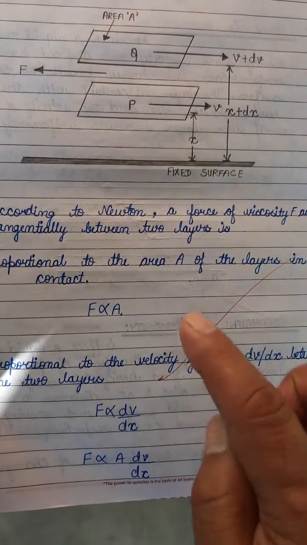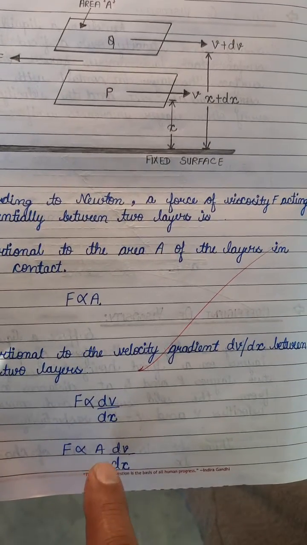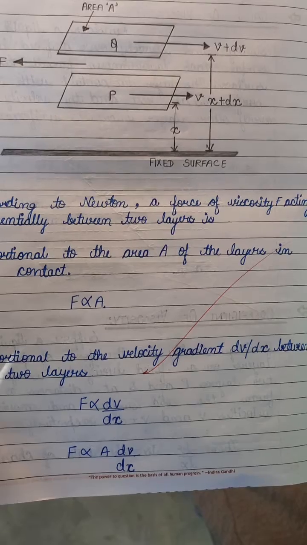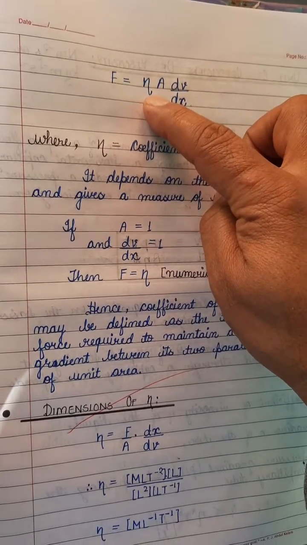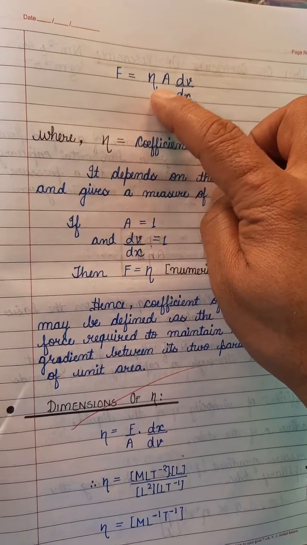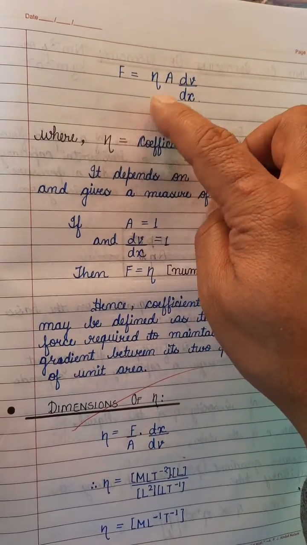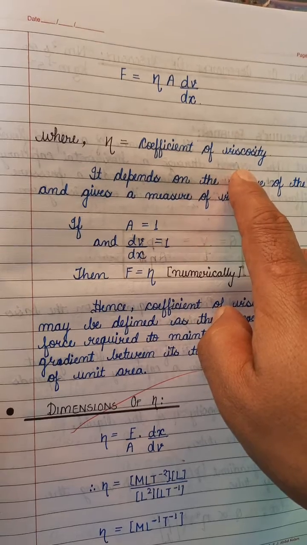Adding these two together, equation 1 and equation 2 together, we get F is directly proportional to a into dv upon dx. Replacing this proportionality sign, it becomes, there is a new coefficient that is called eta. Name is eta and representation is like η. So F = η into a into dv upon dx, where η is called coefficient of viscosity.